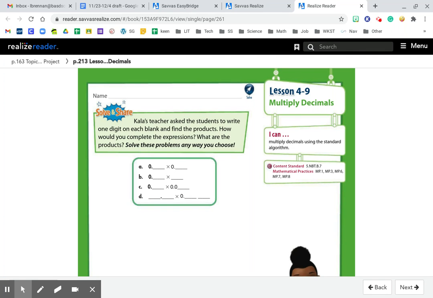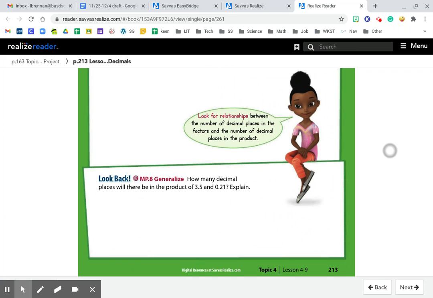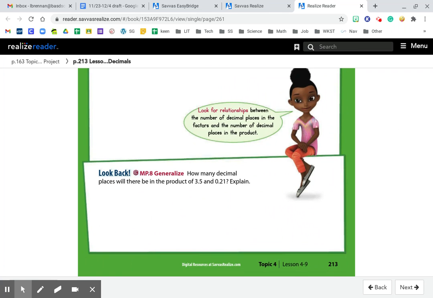All right, today we're doing lesson 4-9, multiply decimals, and we're going to do a little bit backwards here. I'm going to have you scoot down to the bottom of the page, and we're going to do a look back on this problem here. How many decimal places will there be in the product of 3.5 and 0.21? Explain. So let's go back and review how we figure that out.